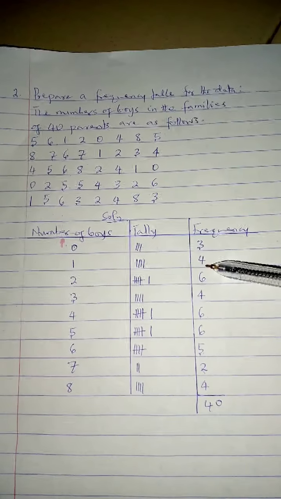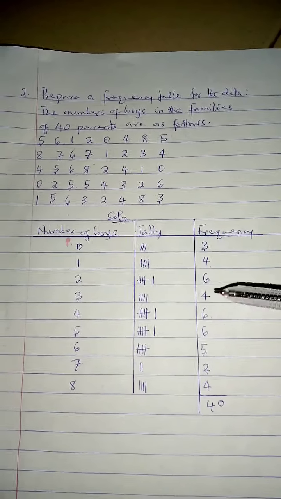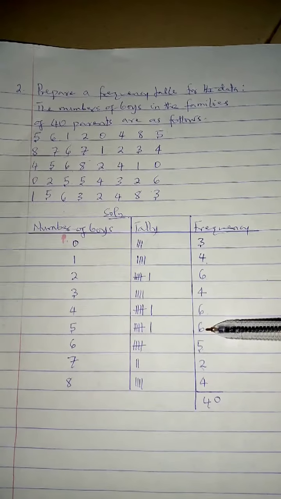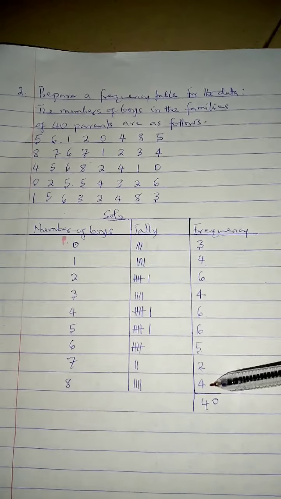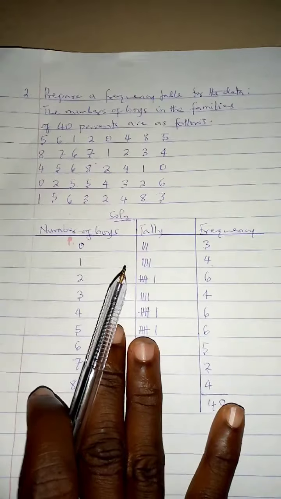3 plus 4 is 7, plus 6, 13, plus 4, 17, plus 6, 23, 29, 34, 36, 40. And this is what you call your frequency table. That's how you make your frequency table.